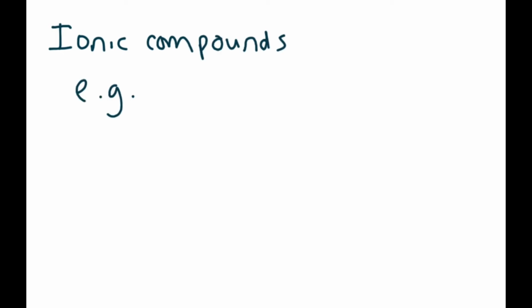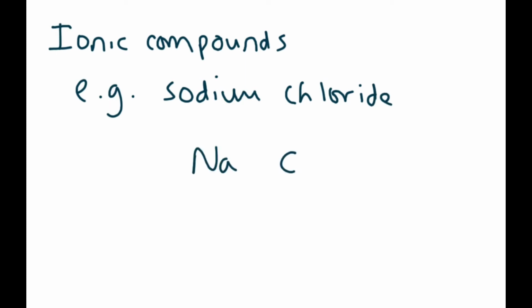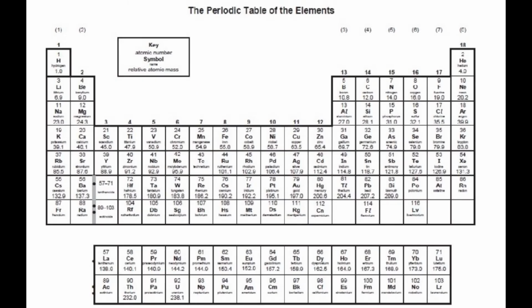Okay, now for ionic compounds. If you're asked to write the formulae of ionic compounds, for example, sodium chloride. So sodium chloride is sodium and chlorine. You've got the sodium and the chlorine, and then what happens is they form an ion. It's an ionic bond. And the thing to remember is group 1 always form +1 ions.